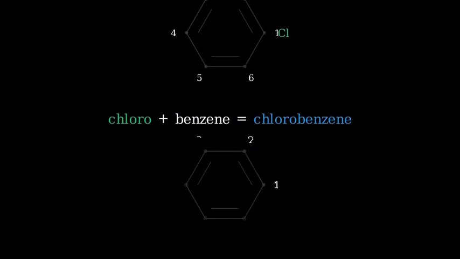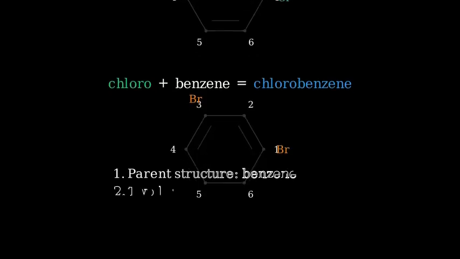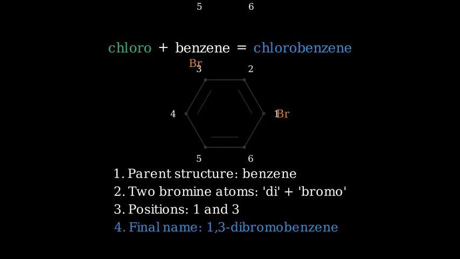Here we have 1,3-dibromobenzene. In this molecule, we have two bromine atoms attached to the benzene ring at positions 1 and 3. To name it correctly, we: 1. Identify the parent structure as benzene. 2. Count the number of bromine atoms, 2, so we use the prefix di. 3. Specify the positions as 1 and 3. 4. Combine these elements to get 1,3-dibromobenzene. Let's examine a more complex example with different types of substituents.